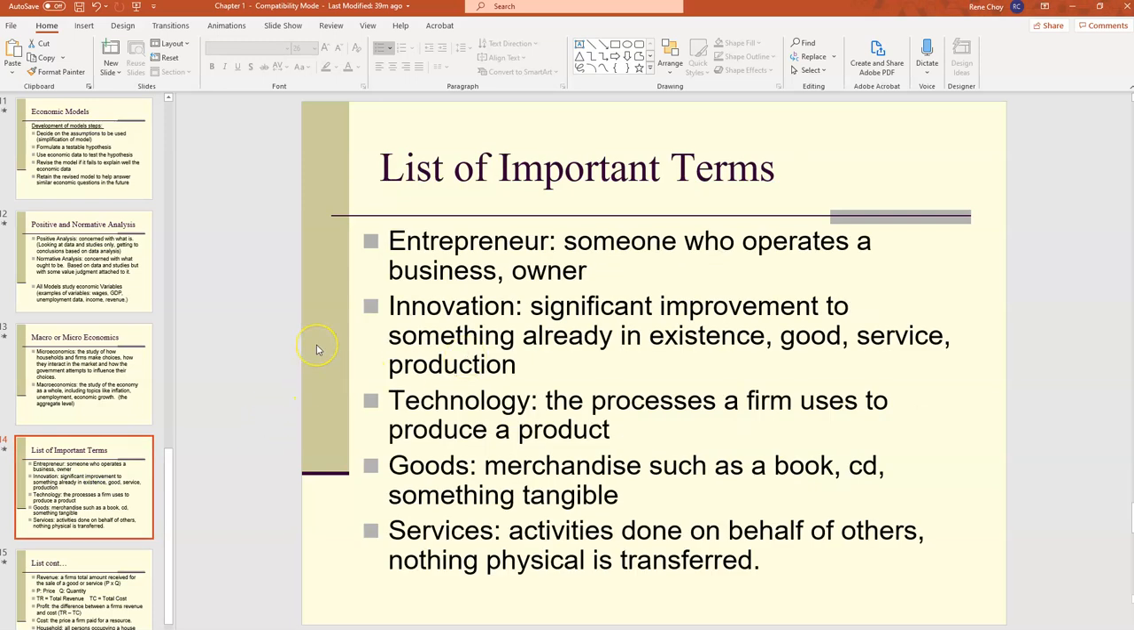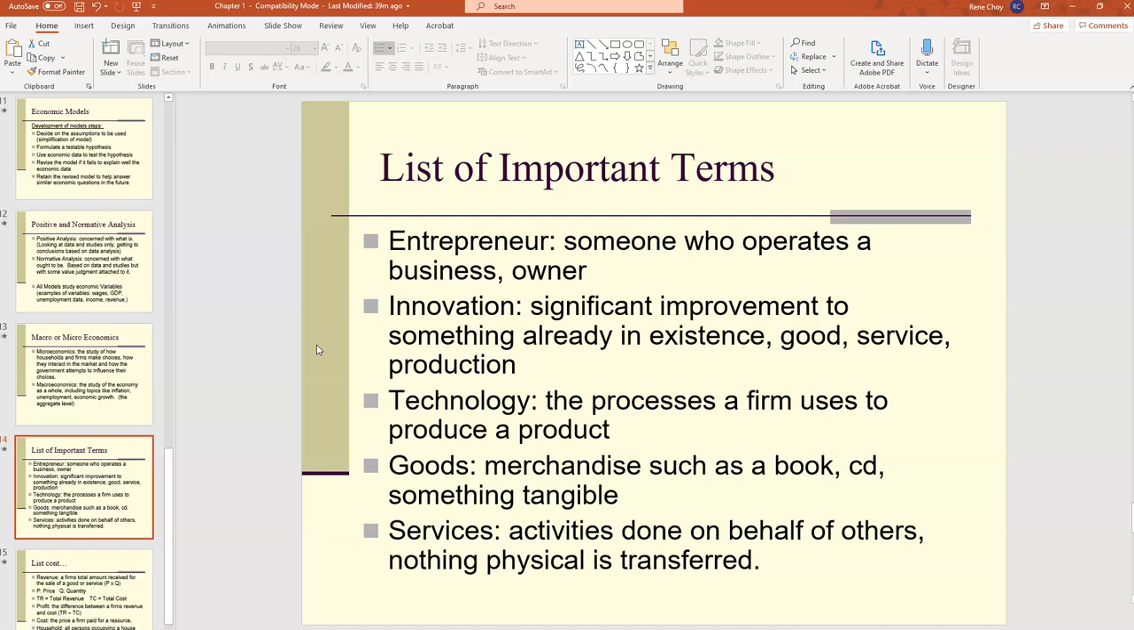Now, the next three slides, by the way, are a list of important terms that we normally assume you're going to remember once you get past this chapter, because in subsequent chapters you use these terms regularly. An entrepreneur is somebody who operates a business.